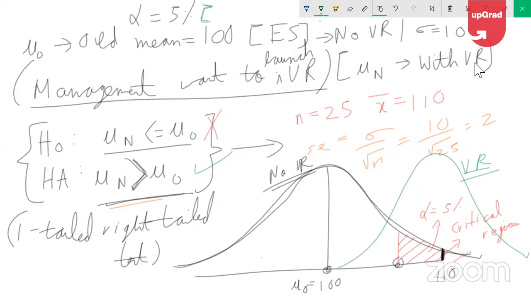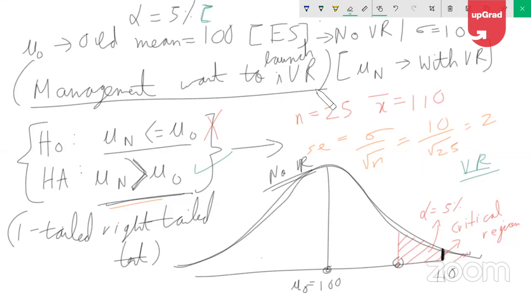So purely going by the textbook way of solving the question, which you have already learned, what will it be? We'll define a critical region. Alpha is 5%. And this part is not so relevant. You may or may not have learned it, but anyway, I will just show you.